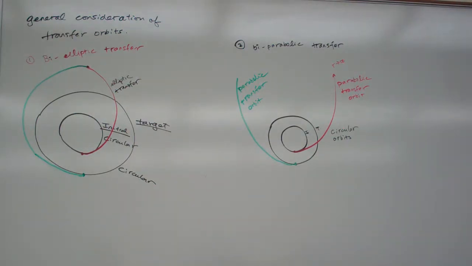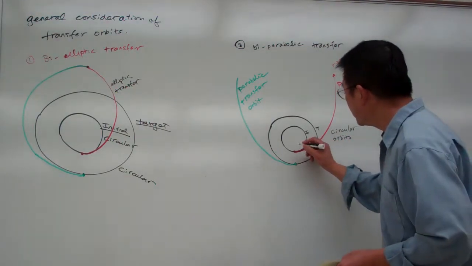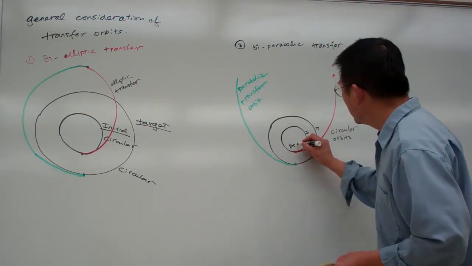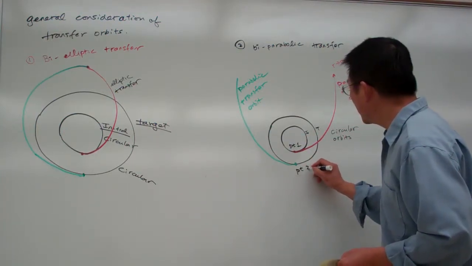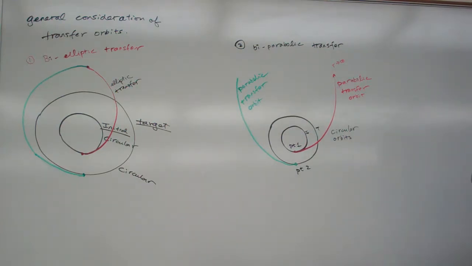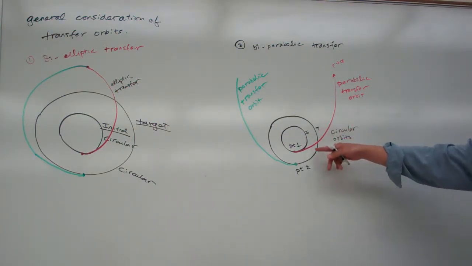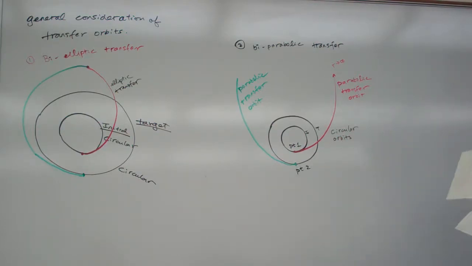Here we can exercise this one, parabolic first. Okay, so let me get a point. Let me call this point 1, and let me call this point 2. Now I'm going to demonstrate how to calculate the delta V necessary for making this happen.